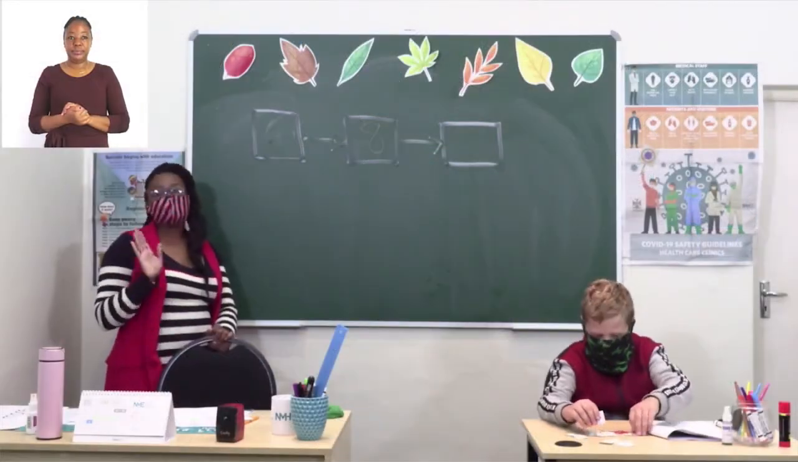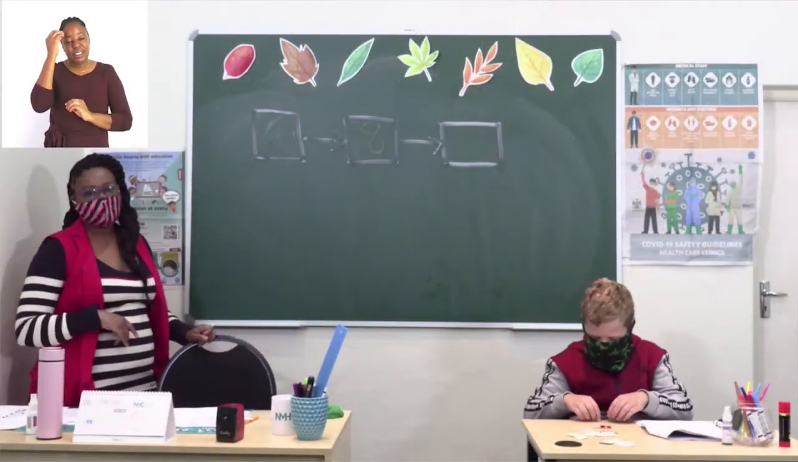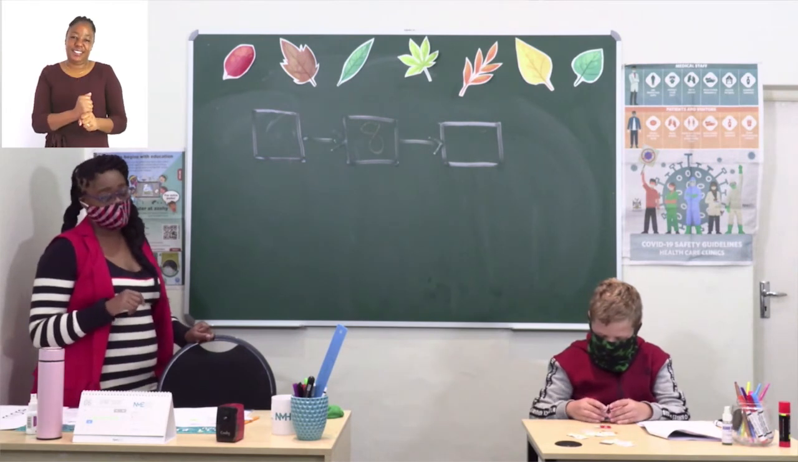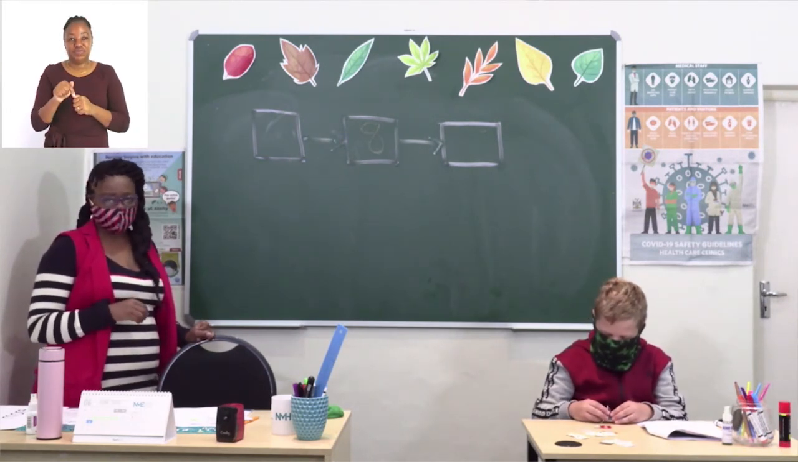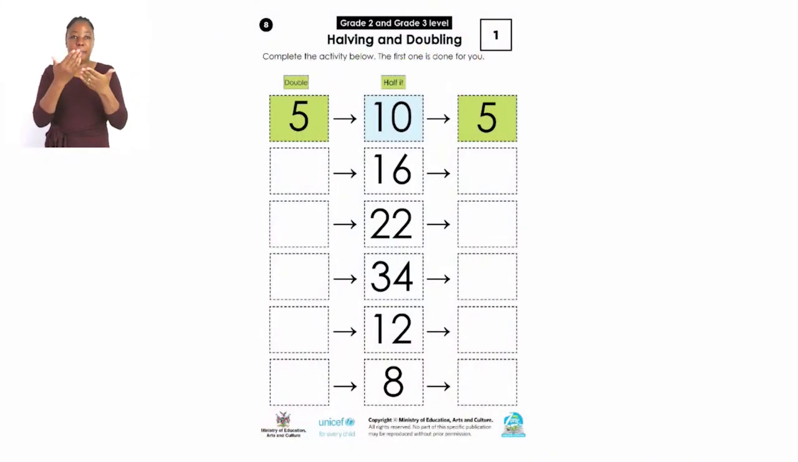I know maths can be difficult sometimes, but I'm pretty sure that the last exercise was fun for you. Let's now move on to the last one for today, on page 8. Page 8, we are dealing with halving and doubling. Now, when we do halve something, that means that we are breaking it apart. And when we are doubling, that means we are adding more.